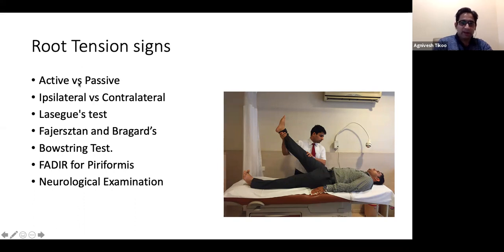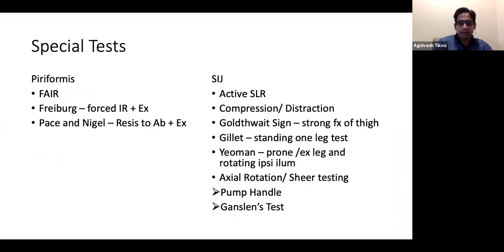Understand that active SLR, which means the patient is himself raising the leg, can be positive in PID as well as in sacroiliac joint pathologies. Whereas passive SLR, wherein the patient is lying down and the examiner is raising the leg, is positive in PID, but not in SIJ pathology.